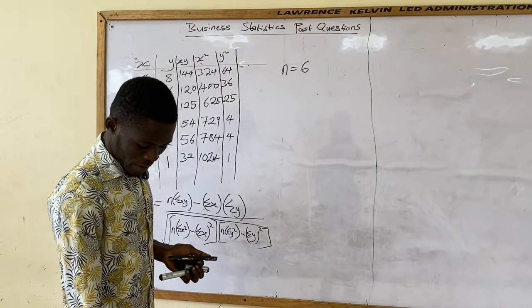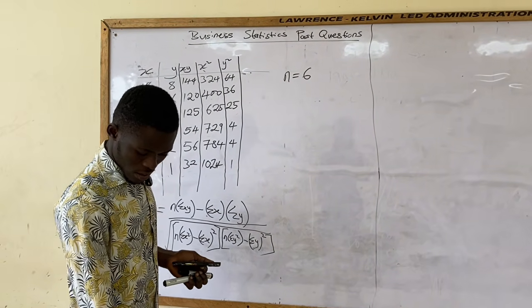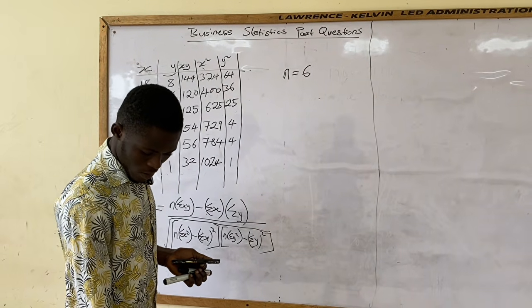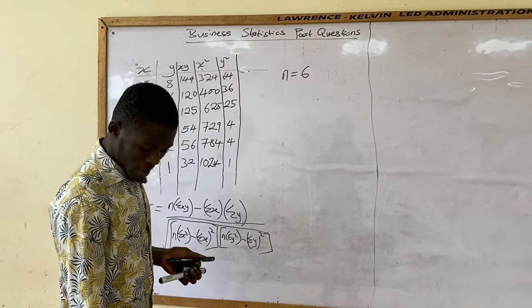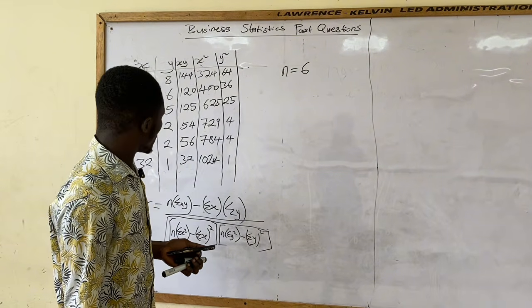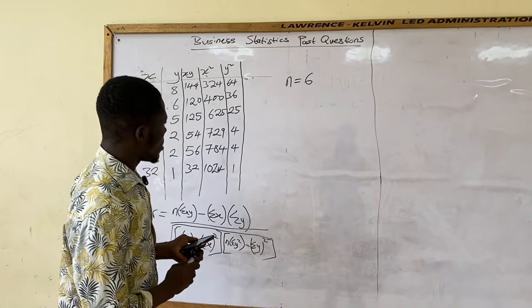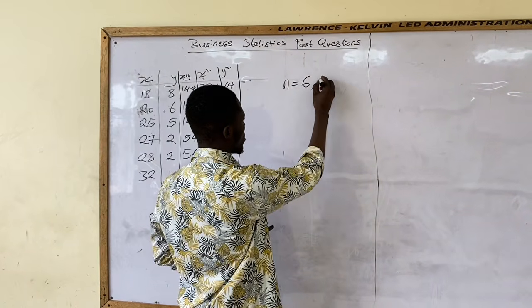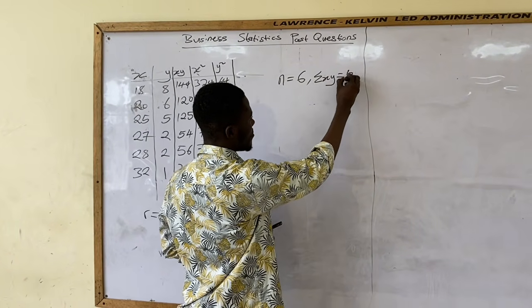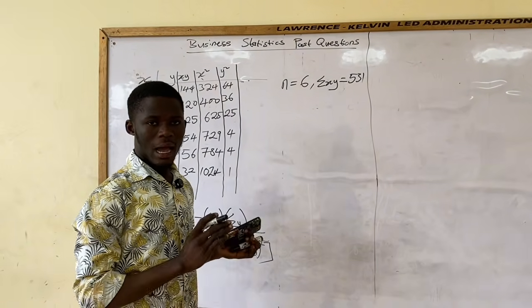We have 144 plus 120 plus 125 plus 54 plus 56 plus 32. And at the end, sigma xy will give us 531. Okay, hope you understand at this point.